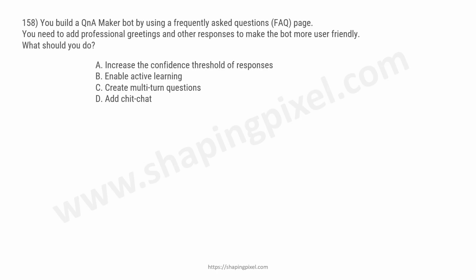Question number 158. You build a Q&A Maker bot by using a frequently asked questions page. You need to add professional greetings and other responses to make the bot more user friendly. What should you do? The options are option A, increase the confidence threshold of responses. Option B, enable active learning. Option C, create multi-turn questions. And option D, add chit chat. So the right answer here is option D.